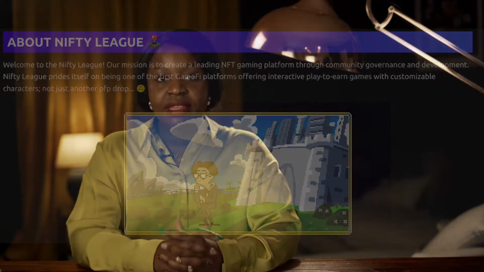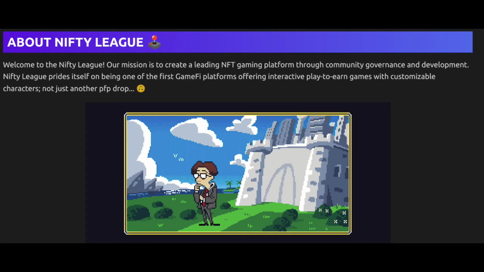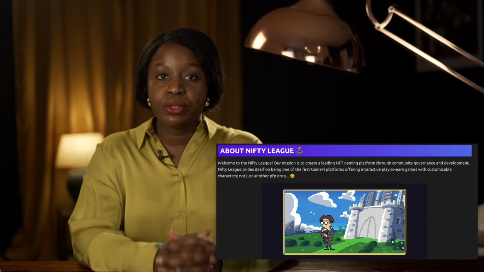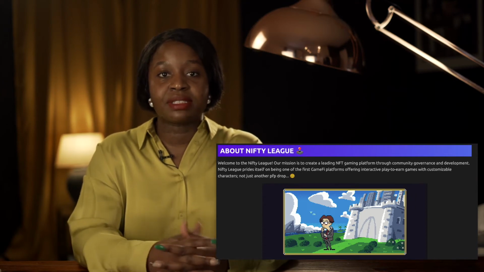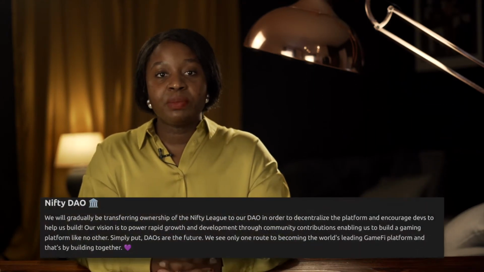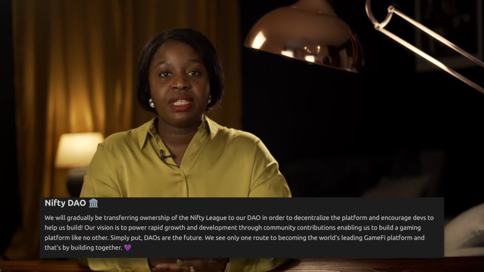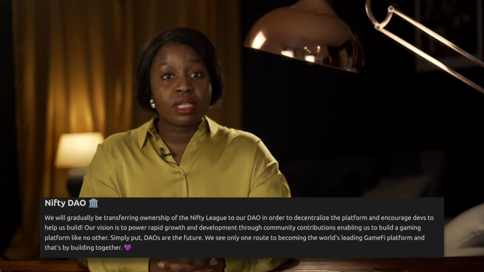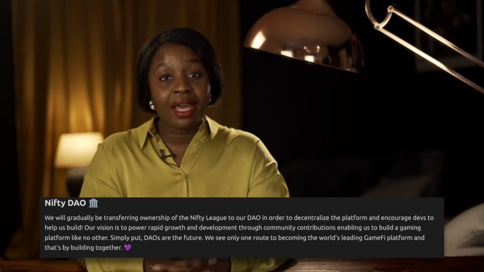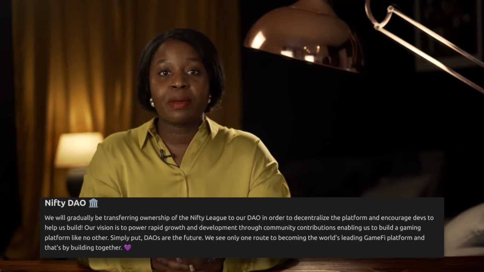First and foremost, it is a gaming platform. However, their mission, as described on their website, is to create a leading NFT gaming platform through community governance and development. What makes this project extra special is their plans to transfer ownership of the project to their DAO. Via their website, the team goes on to say, "We will gradually be transferring ownership of the Nifty League to our DAO in order to decentralize the platform and encourage devs to help us build."